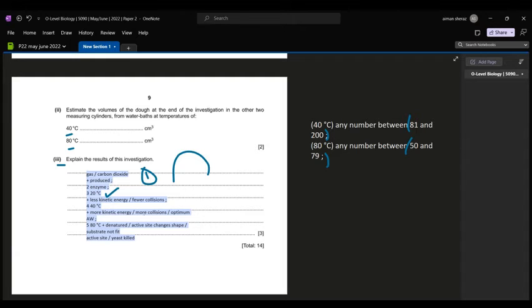40 can be seen as an optimum temperature. And there will be more kinetic energy than 20 degrees, obviously, and there will be more collisions. In 80, you have to write that they have denatured and active sites have changed their shape. And substrate cannot fit in, so the yeast is also killed. You can write that as well.